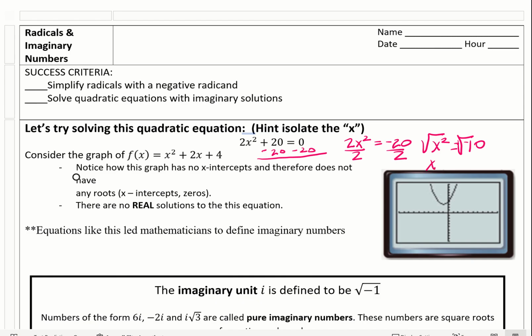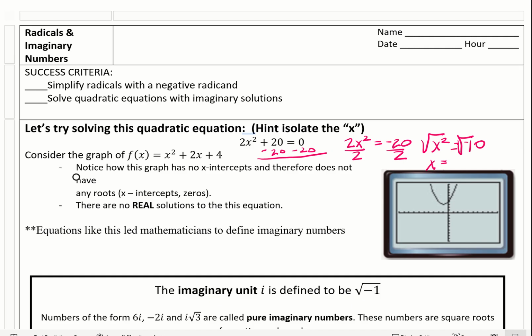We get x equals, but then we go to take the square root of negative 10 in our calculator, and we can't do that. Part of the problem with square rooting a negative is we get a syntax error. If you really dive deep, there's no real number that when you multiply it by itself will give you a negative, because a negative times a negative gives you a positive, and a positive times a positive gives you a positive.